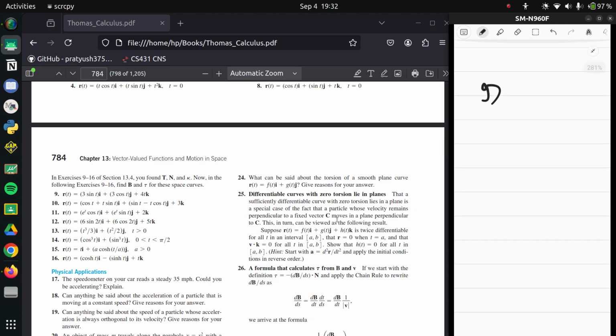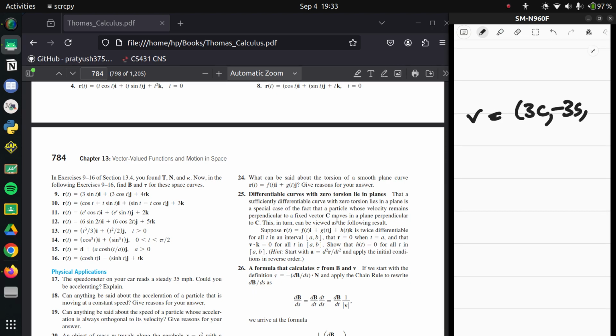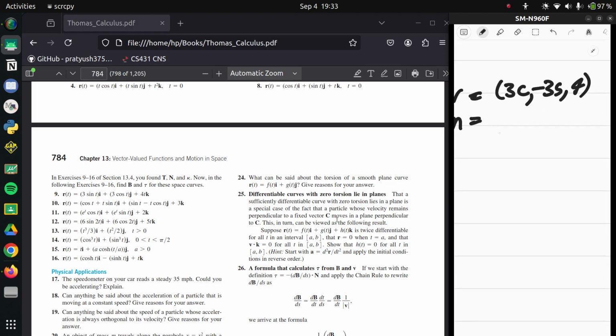So let's go. Ninth, we just have r equal to this stuff. So what's your velocity? Velocity is just 3 cosine, negative 3 sine, 4. Then your acceleration is just, what is this stuff?